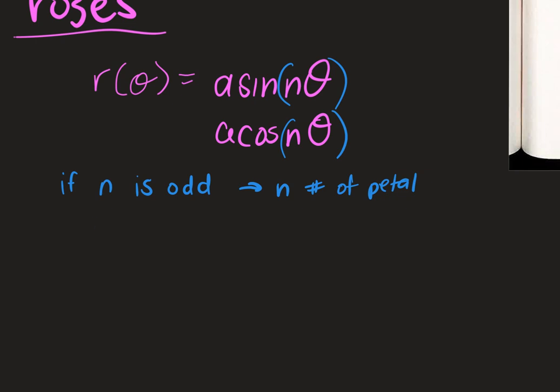If n is even, then there are 2n number of petals. You double it. Do we remember this? Yeah.